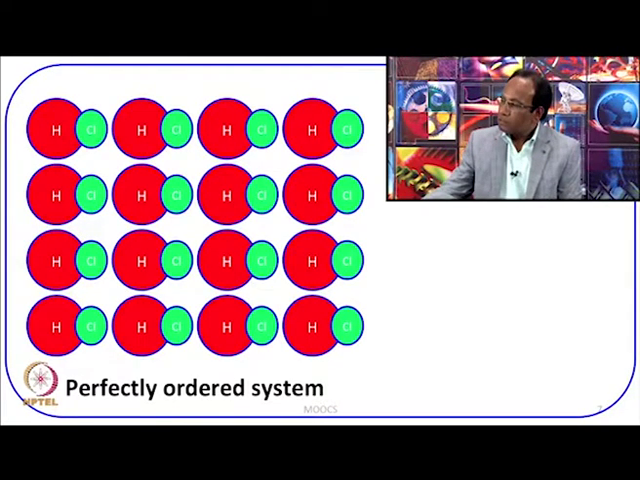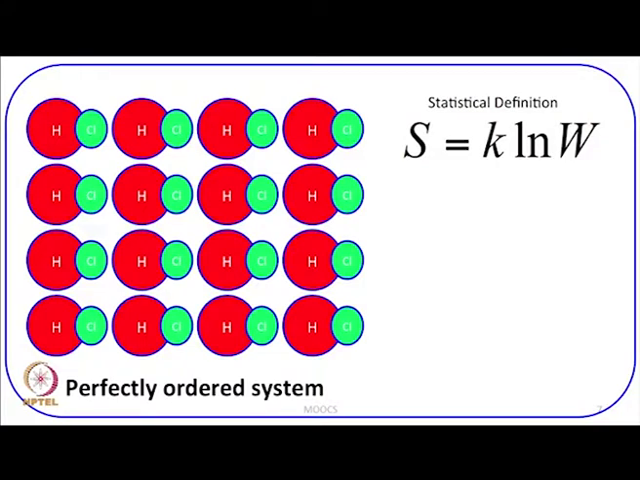As will be shown later on, the statistical definition of entropy is S is equal to k log W, where k is the Boltzmann constant and W is the statistical weight of the system corresponding to the most probable configuration.